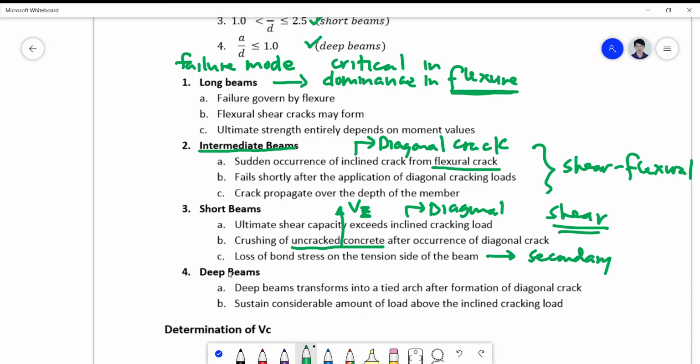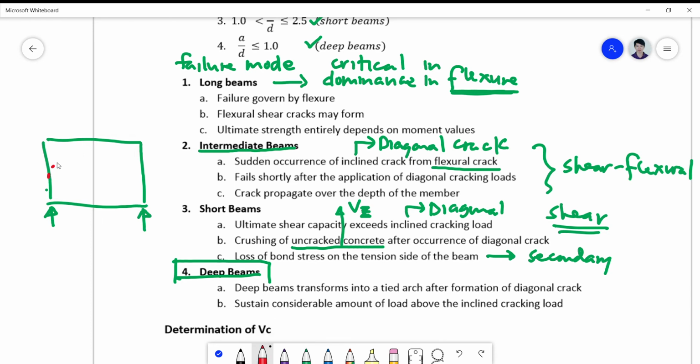Again, for deep beams, we will be dealing with this separately, because the codes give us other guidelines on this. But still, I'd like you to remember, for deep beams, it is just like a tied arch that is behaving differently from a normal beam. And it sustains a considerable amount of load above the inclined cracking load. So imagine you have a very deep beam here, just like a wall, wherein there's an arch action, an arch action like this.